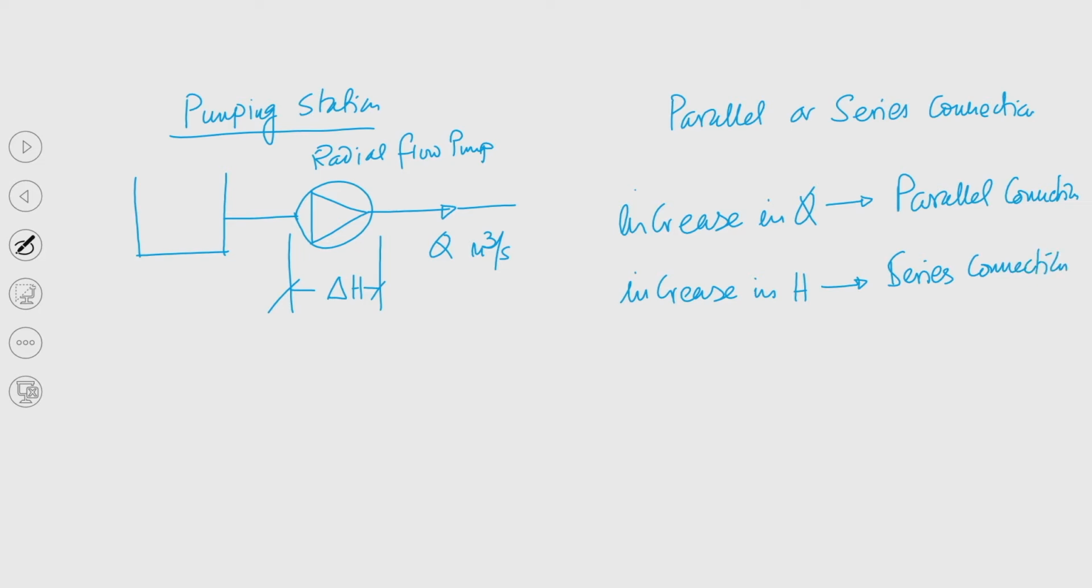Okay. So, either the requirement is we need to increase the discharge, it may not be always double of the single pump, or we need to increase head. If the requirement is that we need to increase head, then we should connect pumps in series. If we need to provide more discharge, we should connect pumps in parallel.